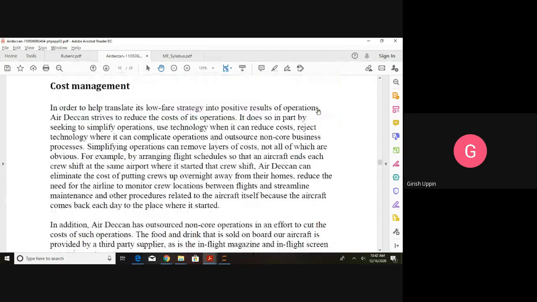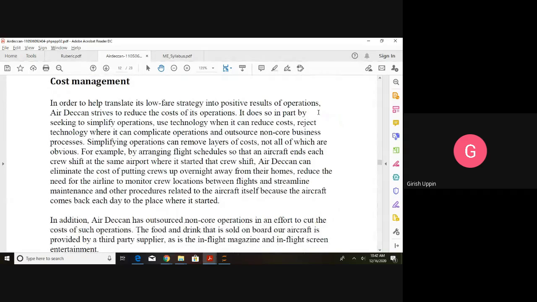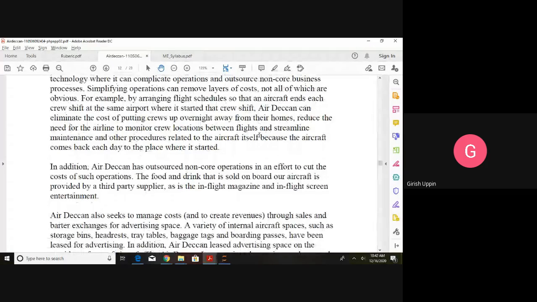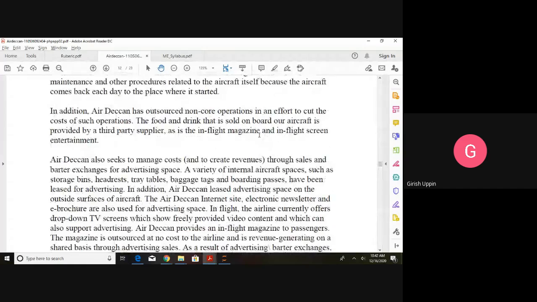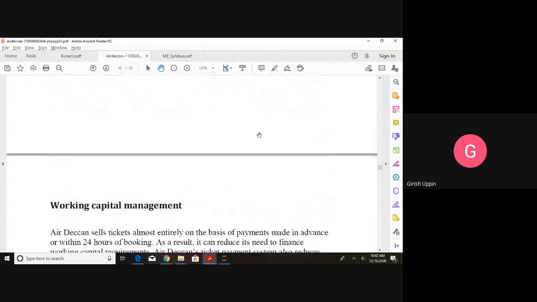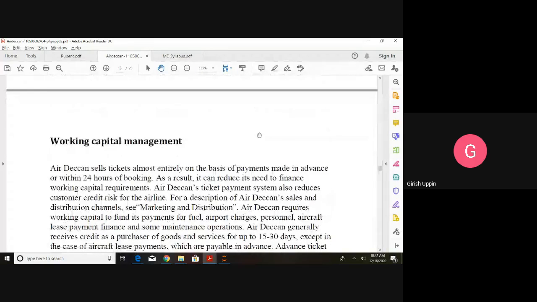Cost management. In order to help translate its low cost fare strategy into positive results of operation, Air Deccan strives to reduce the cost of its operation. So that is how we saw their business model, how they are trying to manage the cost to reduce the operational cost and increase the utilization of the aircrafts, so that they can get the maximum savings done. So that is how they can provide working capital management.